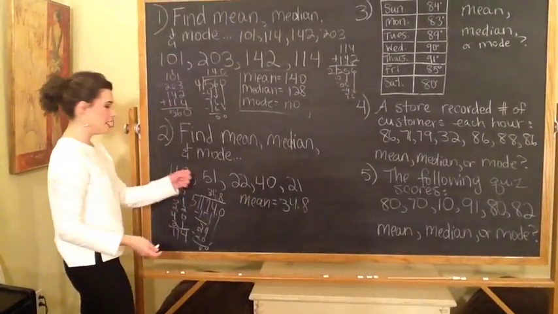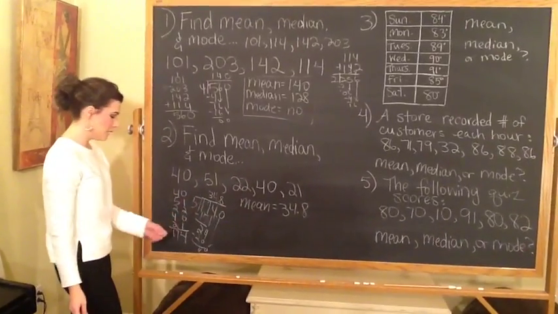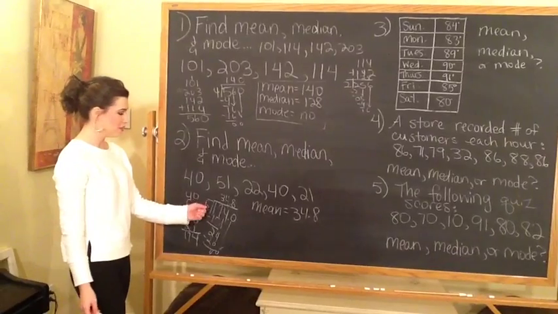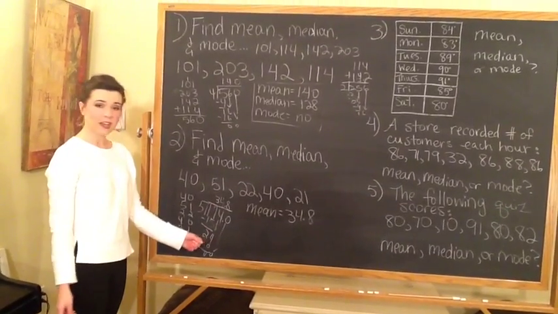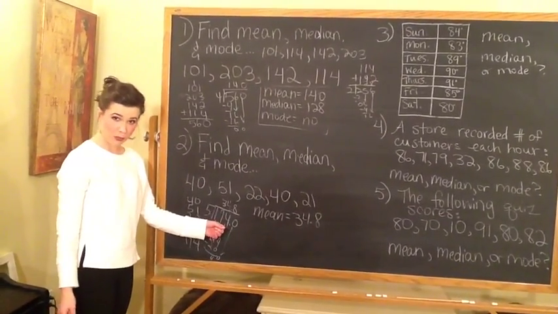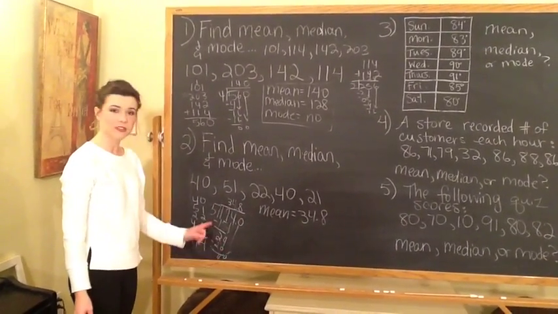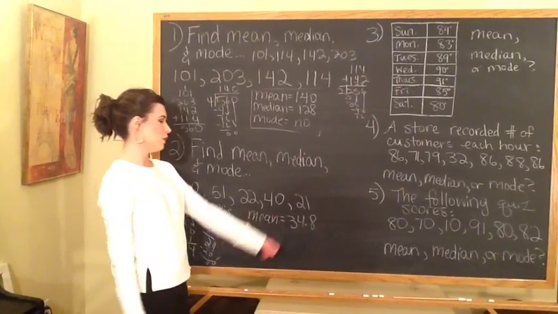We found that by adding up all of our numbers and dividing by how many numbers we had. So I add them all up here, and then I divided by 5 because there are 5 numbers. And I realized that it didn't go in evenly, but I added my decimal place and I kept going. So put a decimal and bring down your 0 to keep going. And then I got 34.8.